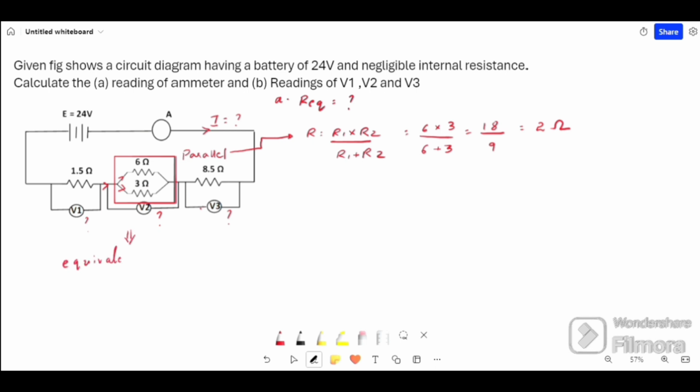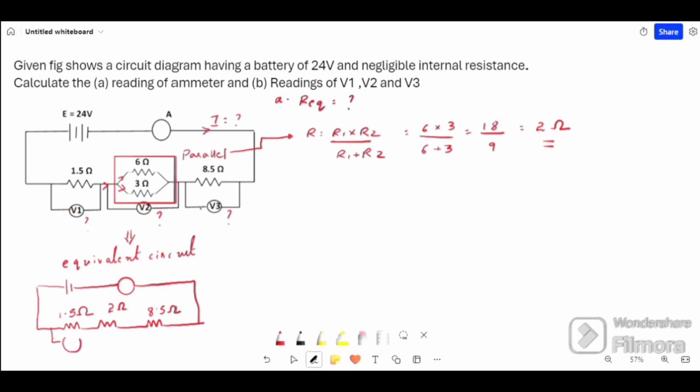Now before moving to the next step, it will be easier if we draw the equivalent circuit. We will draw the equivalent circuit. In the equivalent circuit, all the elements will be the same except the 6 ohm and 3 ohm resistors. As the equivalent resistance of the 6 ohm and 3 ohm resistors we have found to be 2 ohm, they will be replaced by a 2 ohm resistor as shown. After drawing the equivalent circuit, we will attach the voltage sources V1, V2 and V3 across the respective resistors which were given in the question.